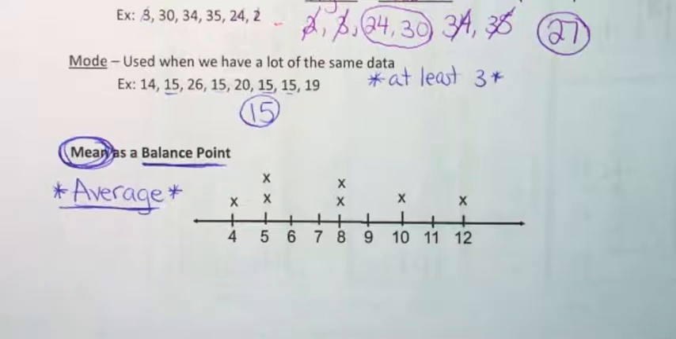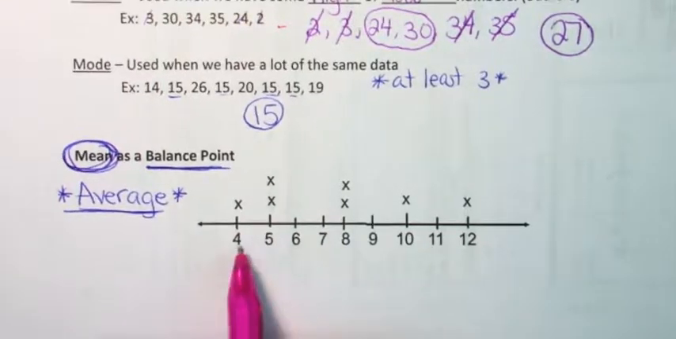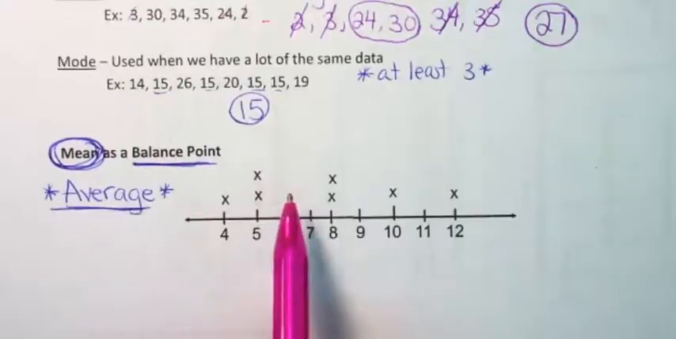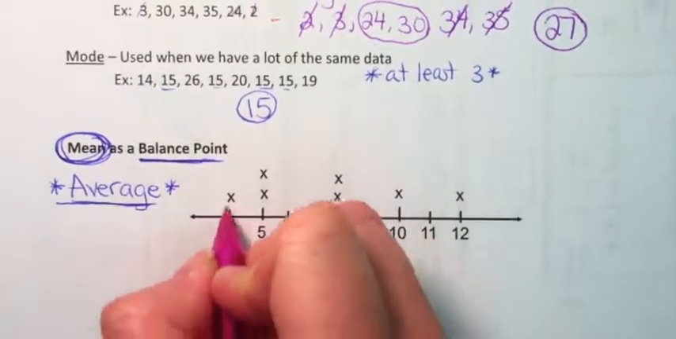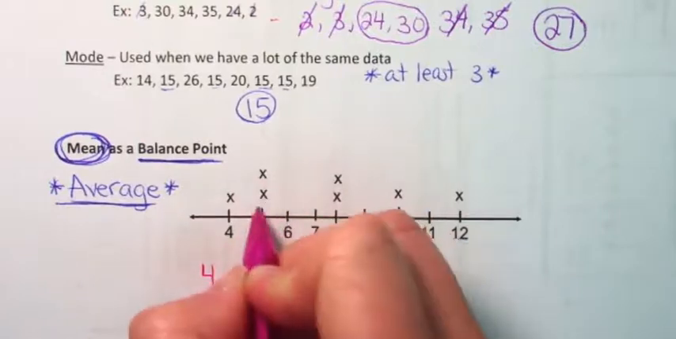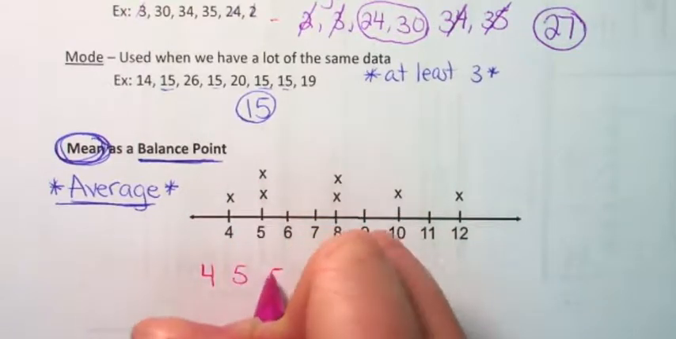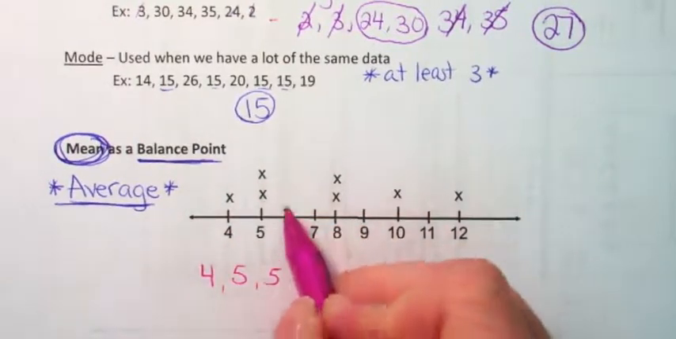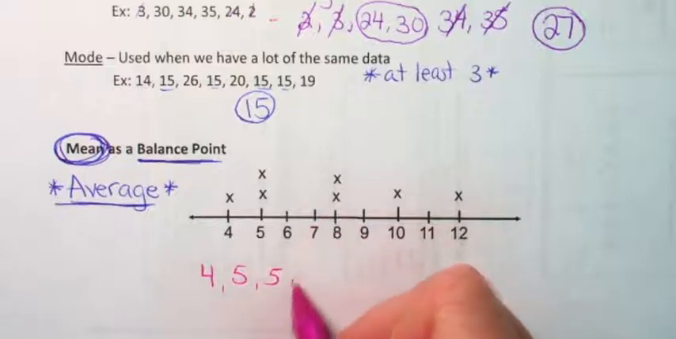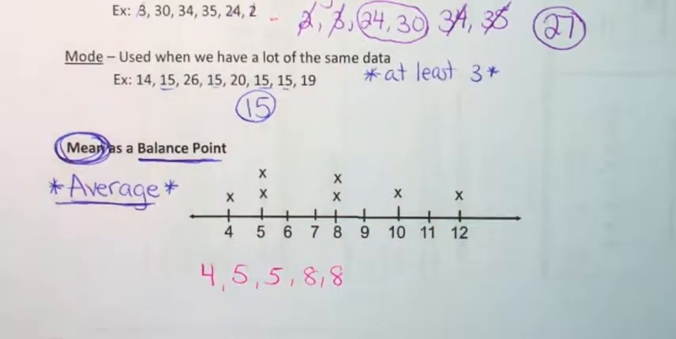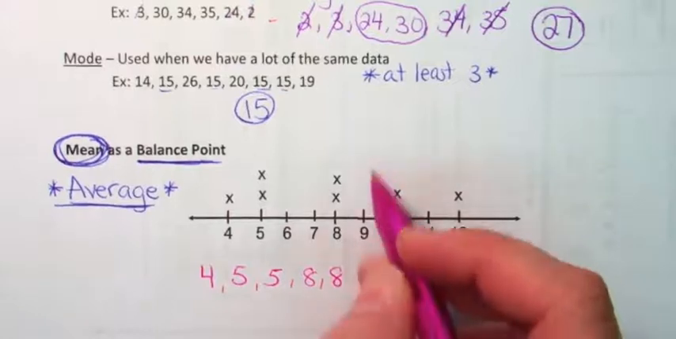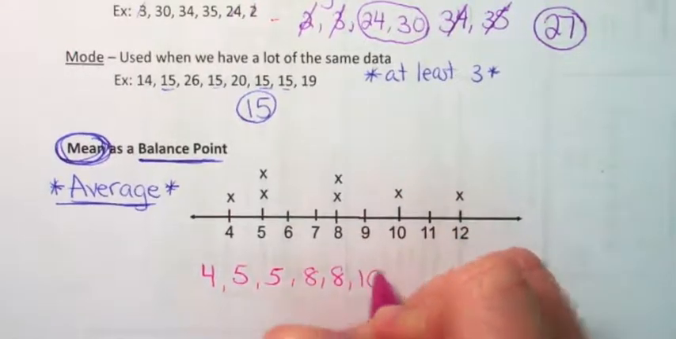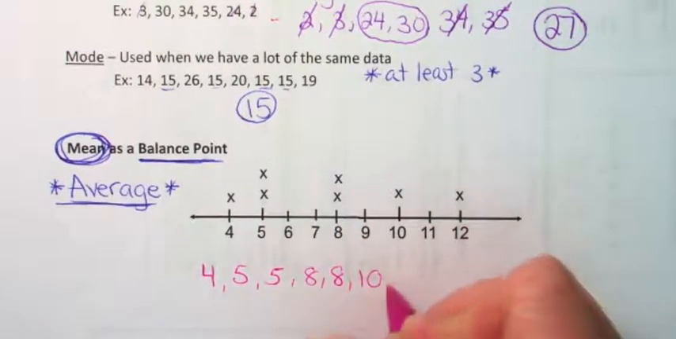Now, there's a couple ways to do that. One way would just be to list out your numbers. And by listing them out, I don't mean the numbers that you see. I mean the ones that have X's to show that we have that data. For example, we have a 4. We have 2 5s. There are no 6s, no 7s, but we have 2 8s. We have no 9s, but we do have a 10. No 11s, but then a 12.